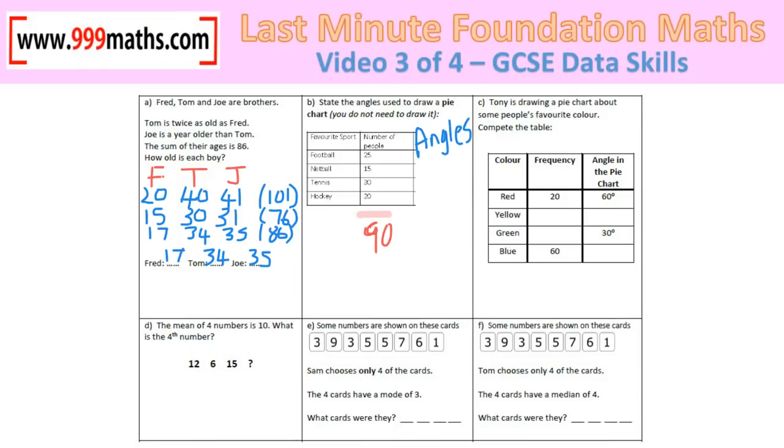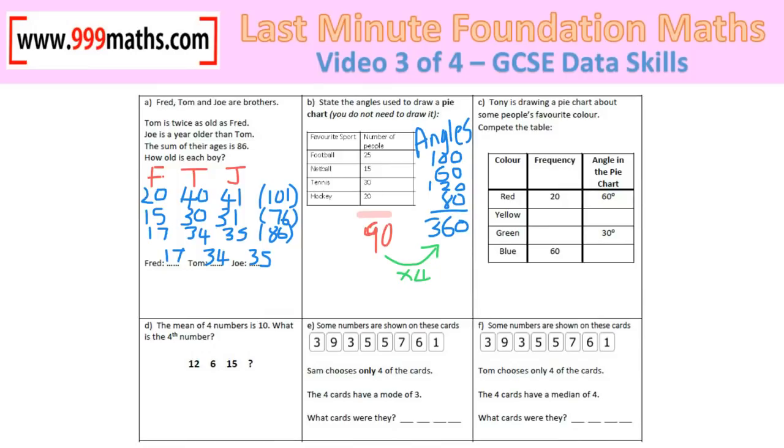But we need to work out what the angles are. Now we know the angles themselves will add up to 360. So a little bit of maths here. Dividing 360 by 90 tells me that I'm going to times all the values by 4, because 90 times 4 is 360. I'm going to do that to each number in the table. 15 times 4, 30 times 4, and 20 times 4. And then I can go on to draw the pie chart.